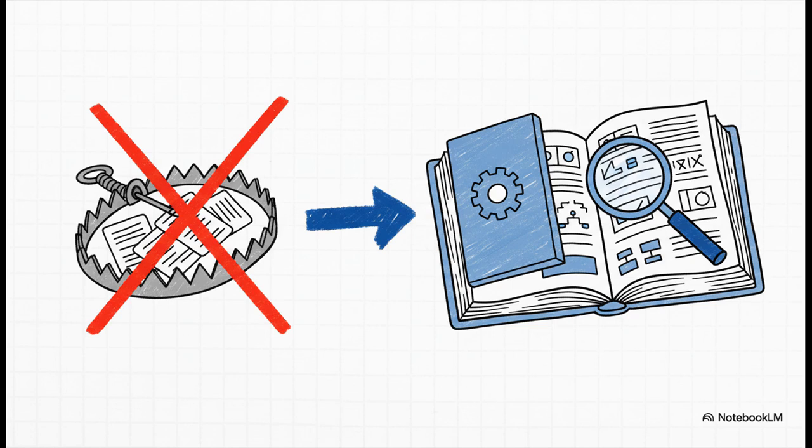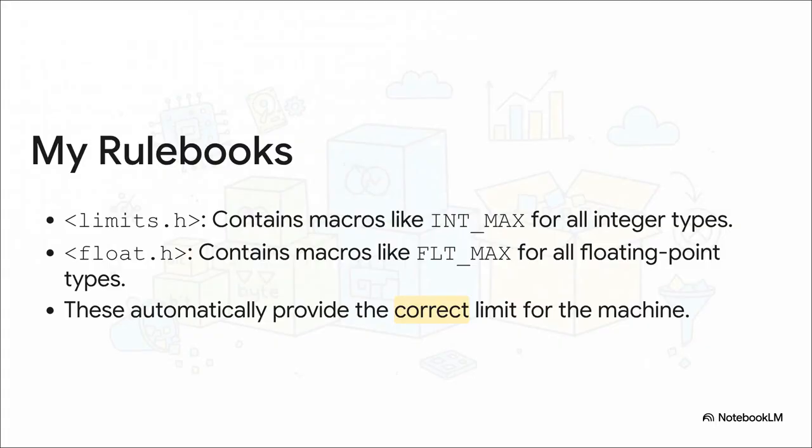Well, instead of guessing or memorizing, you should consult my official documentation, my built-in system manuals. In the C language, we call these the header files. There are two main rulebooks you need to know. First is limits.h. This file contains special definitions, or macros, for all the integer limits, like INT_MAX. The second is float.h, which, you guessed it, does the same thing for floating point numbers.